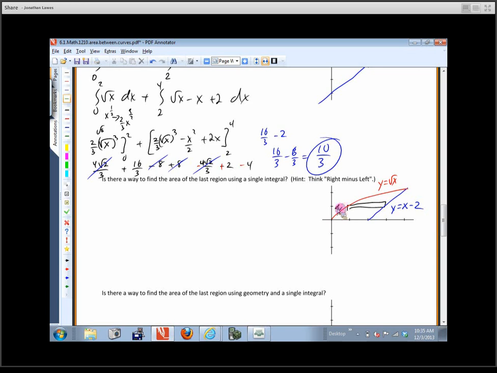If I'm going to use a differential of y, I need to write x as a function of y. So here's how we're going to think of this. I'm going to write this as y squared equals x, or even better, x equals y squared. And I'm going to think of this other function right here as x equals y plus 2.